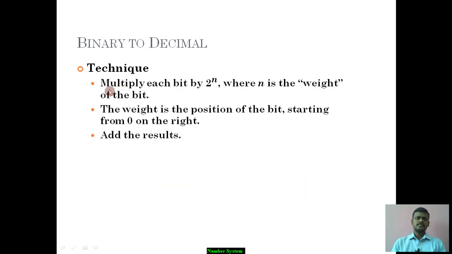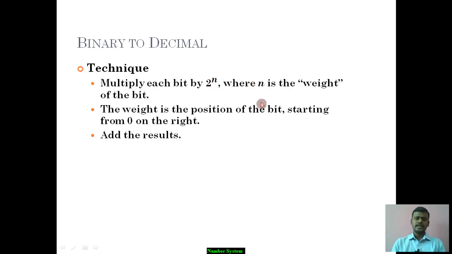So the technique is: multiply each bit by 2 raised to n, where n is the weight of the bit. This you have seen in the representation of binary numbers, that is for increasing powers we have 2 raised to 0 to n, that is 2 raised to 0, 2 raised to 1, 2 raised to 2, 2 raised to 3. Likewise, and for decreasing powers 2 raised to minus 1, 2 raised to minus 2, 2 raised to minus 3 likewise.